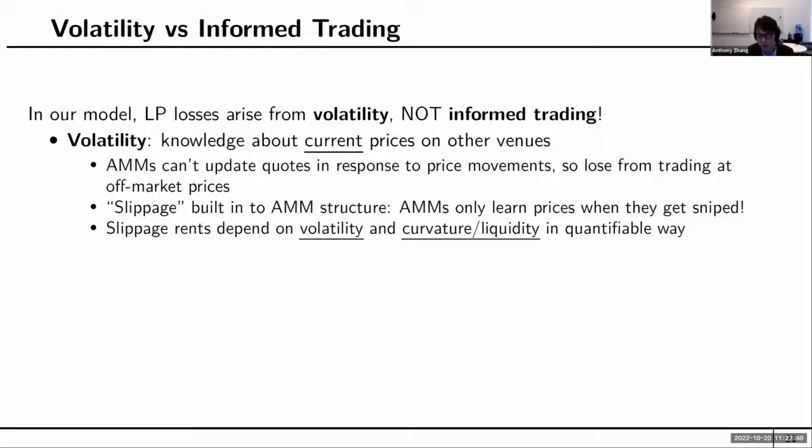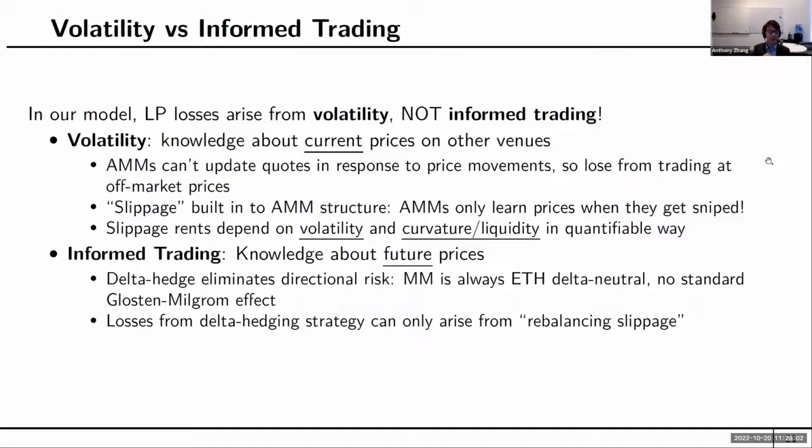If you're a microstructure person, why is it useful to think of things as being driven by volatility? Because volatility is quantifiable. Informed trading is very hard to quantify. It's doable, but quite hard. Volatility is something we can measure quite simply by taking the variance of returns in the data, right? So slippage depends on volatility and curvature in a quantifiable way.